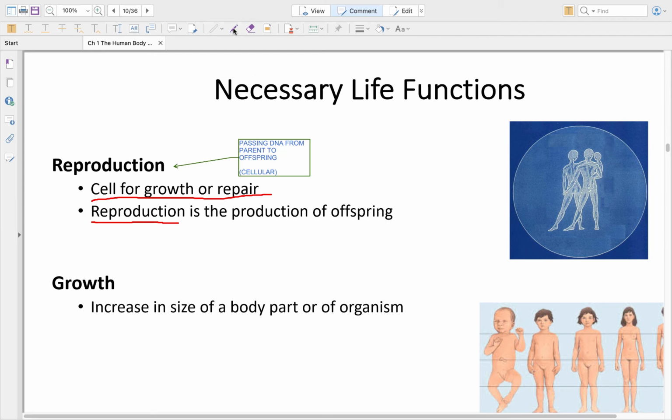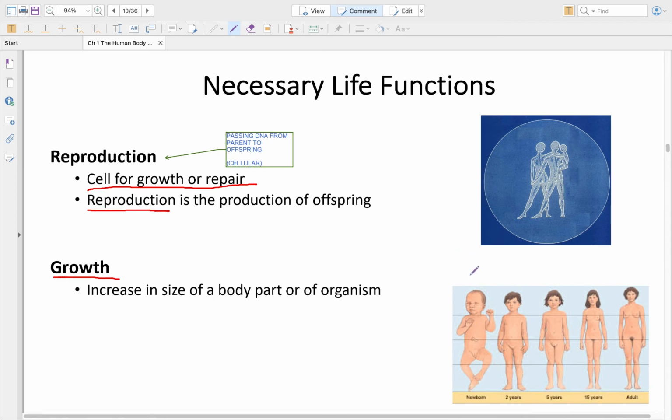Okay, and then of course growth. You do not pop into existence as is, right? You grow. You grow over the course of your life. You go from being a single-celled zygote to being, in utero, to being a newborn, to a toddler, to a teen, to a full-blown adult made of approximately 30 trillion or so cells. Alrighty.